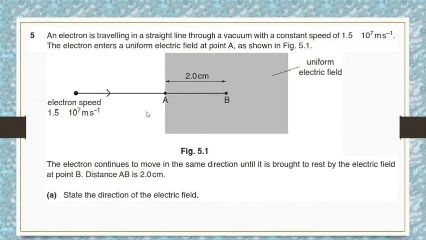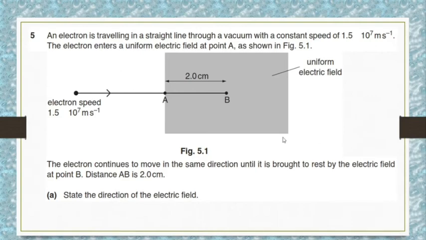We know that positive charges experience an electric force in the same direction as the electric field, and negative charges experience an electric force in the opposite direction as the electric field. We can say that the direction of an electric field at a point is the same as the direction of the electric force acting on a positive test charge at that point. So I can say that it is from the positive to the negative.